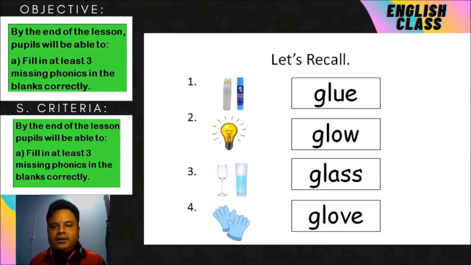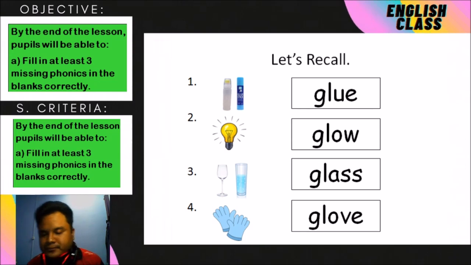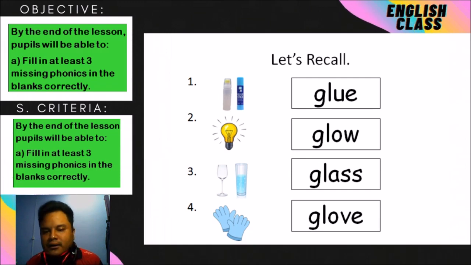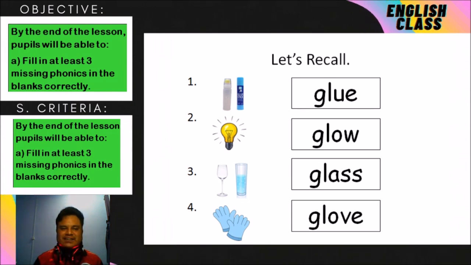Let's recall. Number one, glue. Number two, glow. Number three, glass. Number four, glove. Excellent. Now, let's look at another sound.